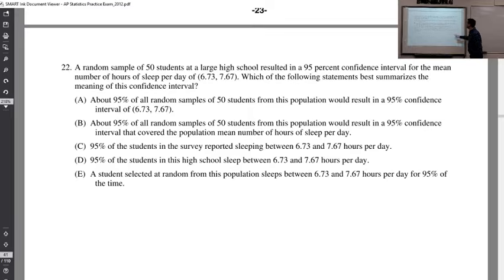Next. Which of the following best summarizes the meaning of the confidence interval? This is actually a question about confidence level. And the meaning of the confidence level is, out of all the samples I could gather and all the confidence intervals I can make, what percent of those confidence intervals will have the parameter? And that's B. 95% of all the samples would result in a confidence interval that has the mean in it.